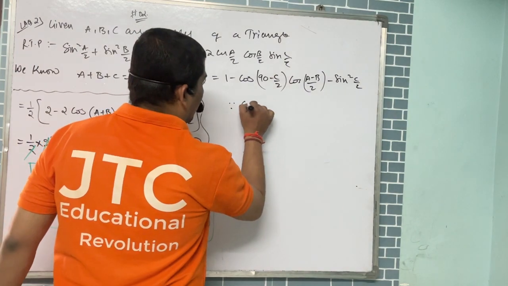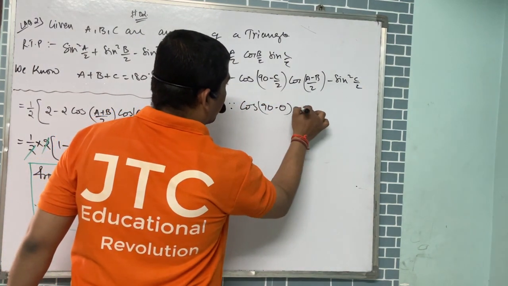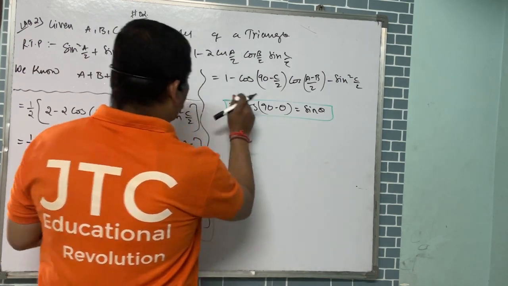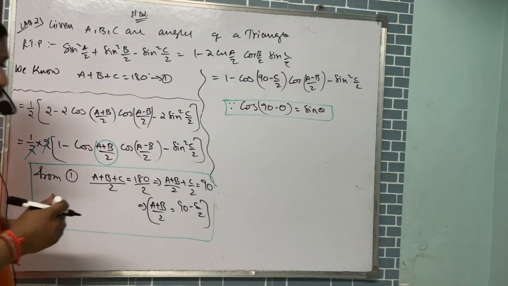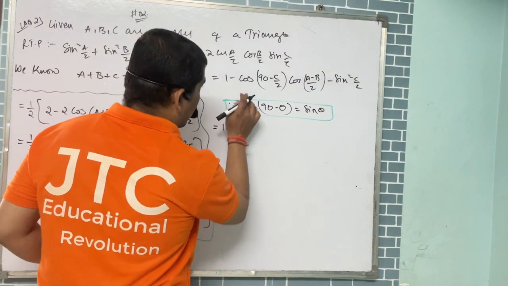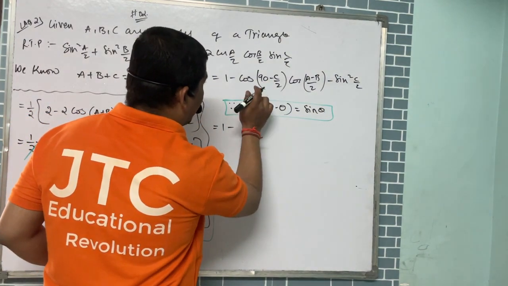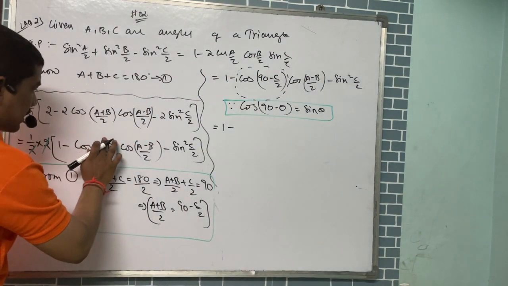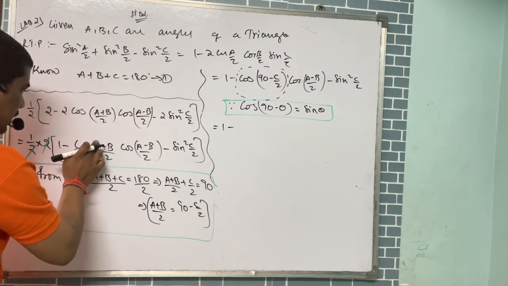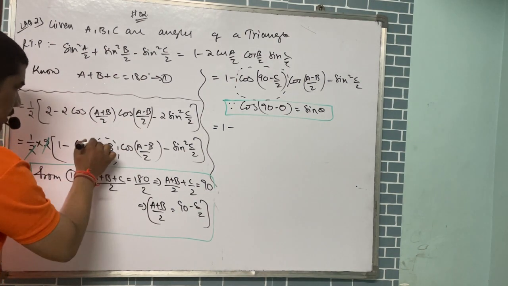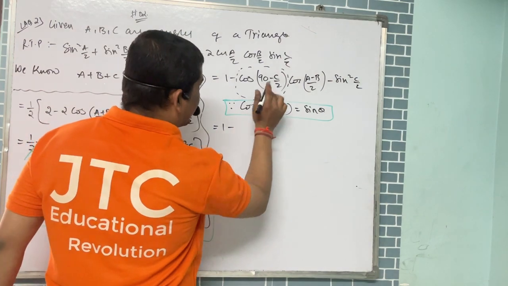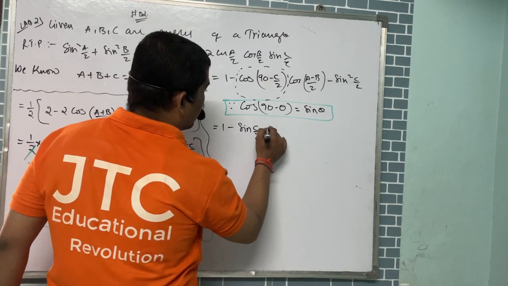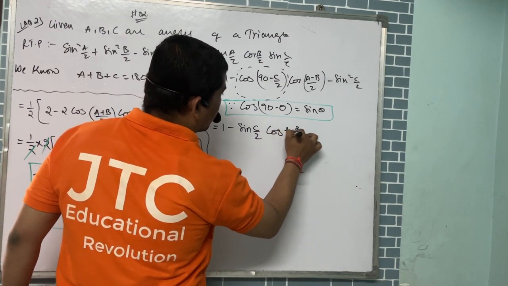We know very well cos 90 minus theta will be sin theta, and this first quadrant, so cos will remain positive. So 1 minus cos 90 minus theta. So cos 90 minus theta can be written as sin theta. So what is our theta? C by 2. Okay?